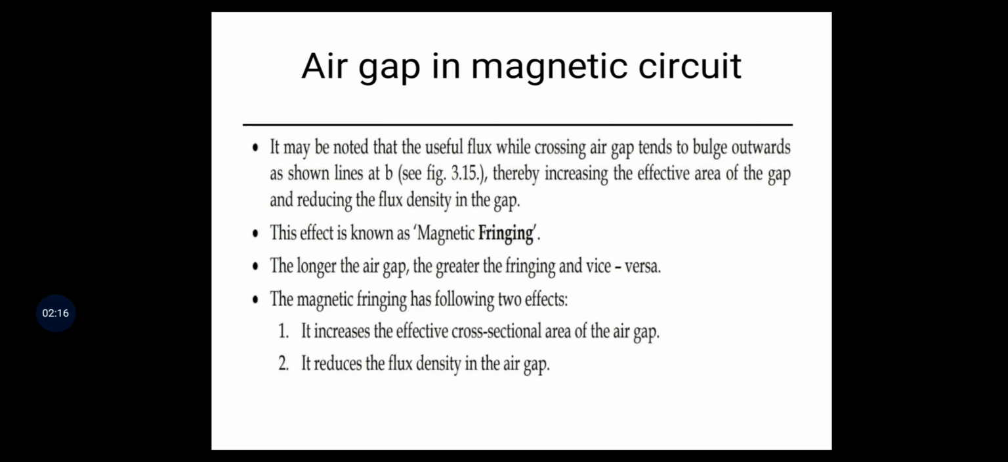The magnetic fringing has the following effects. It increases the effective cross-sectional area of the air gap. It reduces the flux density in the air gap.